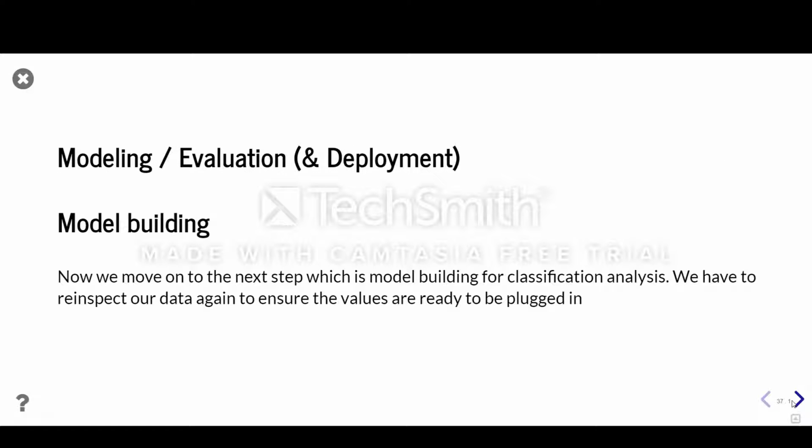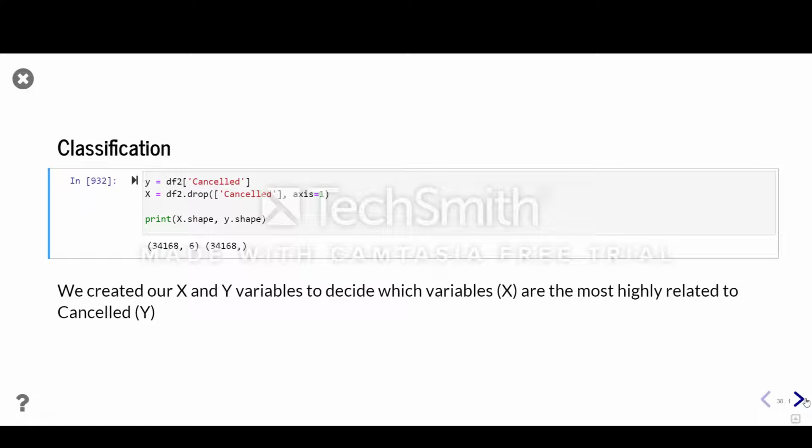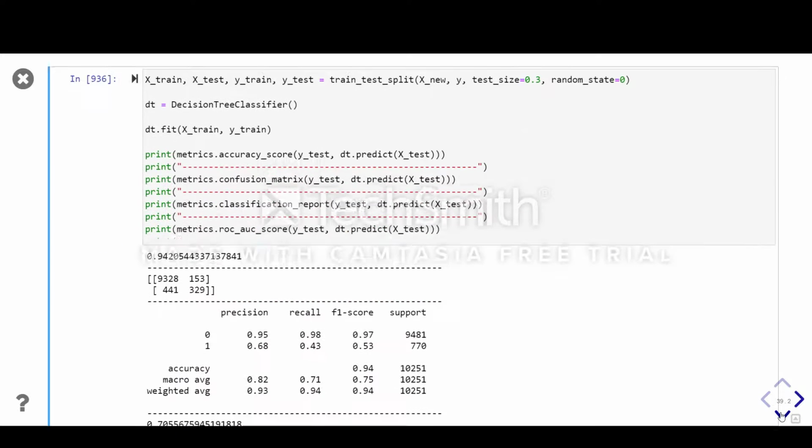Next we did model building. So we do classification analysis, model building first. The first thing I did was create X and Y variables, with cancellation being the Y variable. Then we did a decision tree classifier.